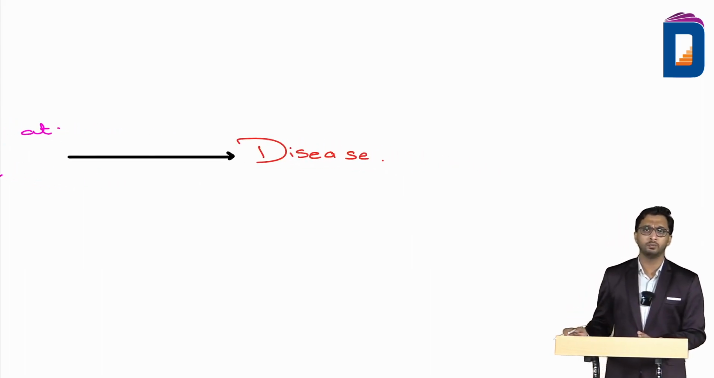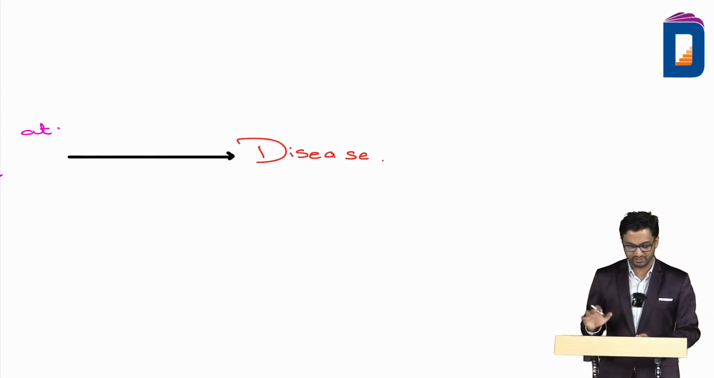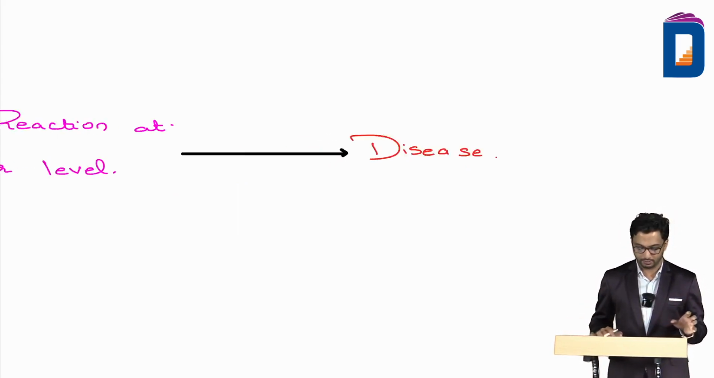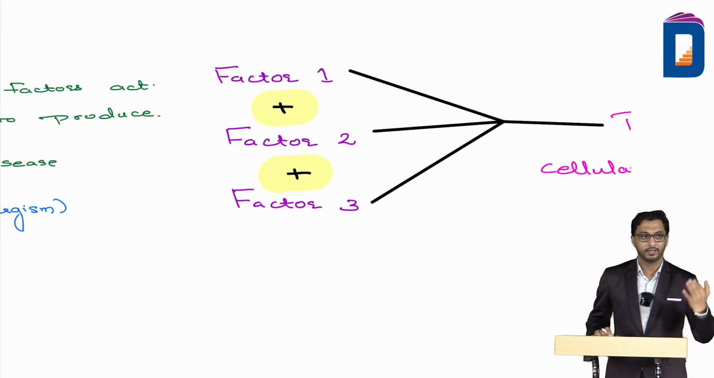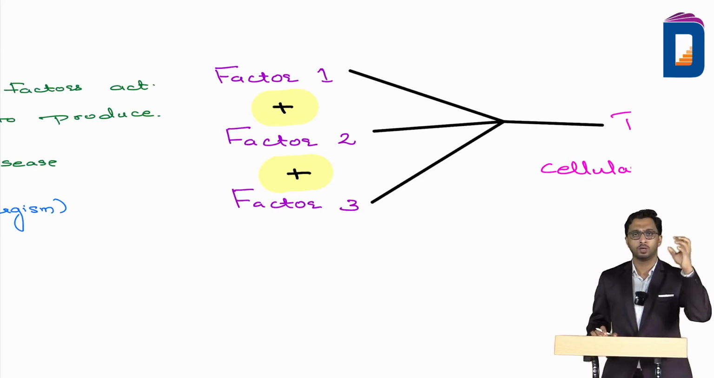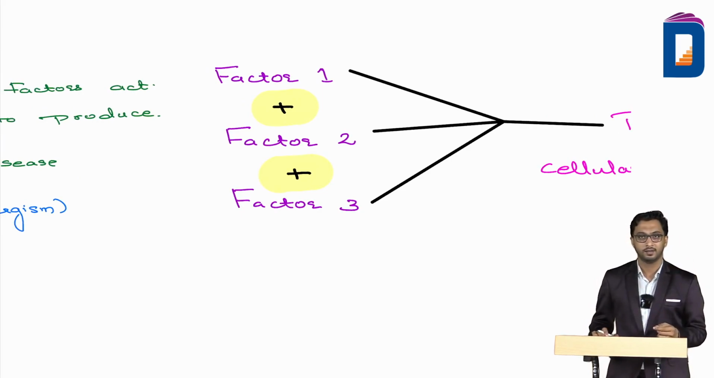Now, one non-communicable disease is Candida. Your textbook doesn't give any examples, so I'm going to give you an example here. Candida's presence alone cannot cause a disease, isn't it? There is an immune deficiency, not drinking water. So multiple factors are involved, acting together, causing a disease.